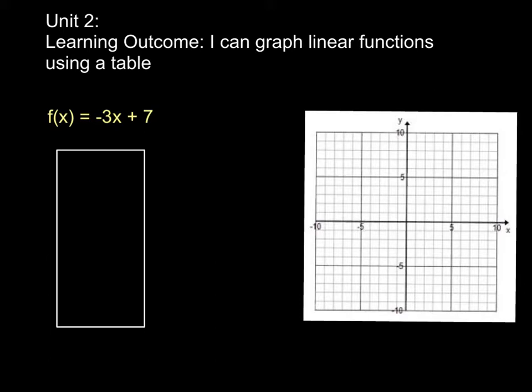So I already have a function written, f of x equals negative 3x plus 7. Recognize on your paper, on your practice, this will also look like y equals negative 3x plus 7. Those will do the same thing. So know that no matter what, you will do the same work for both of those. Okay, so let's take a look.